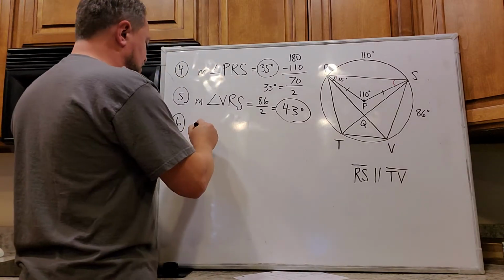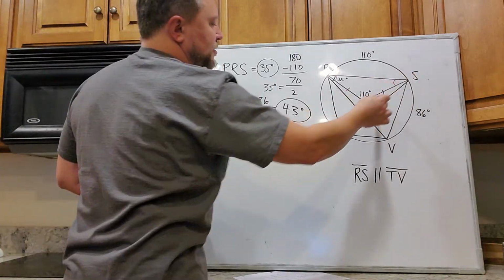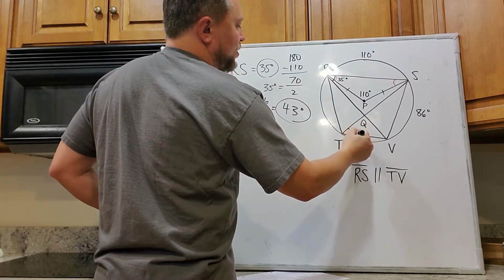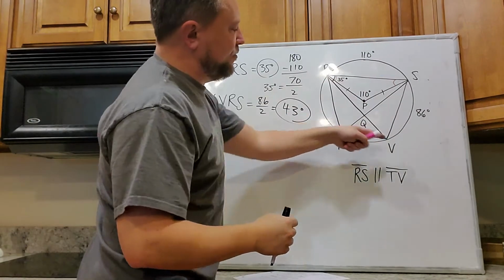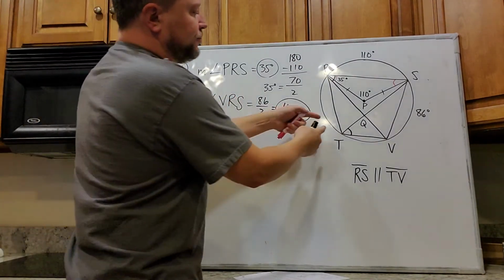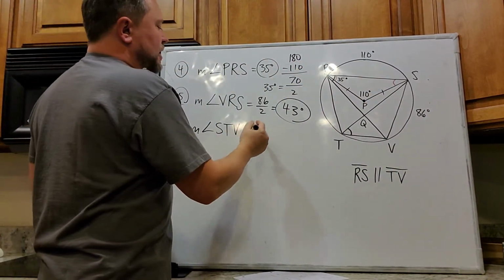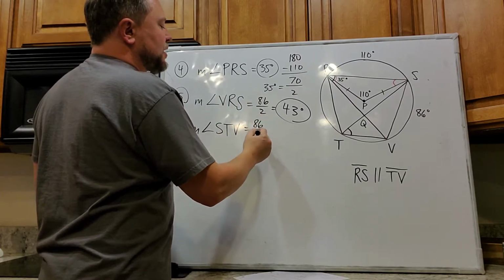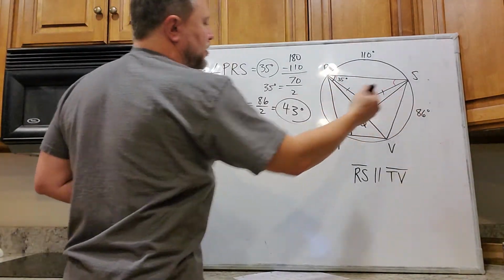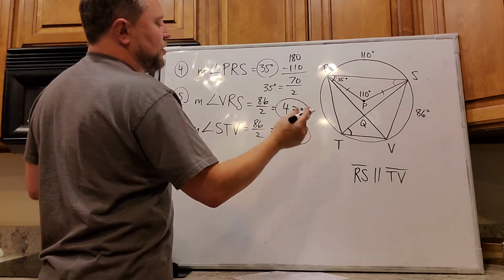Problem number 6 wants the measure of angle STV. STV. Again, if you follow them in that order, that's the angle we're looking at. This angle right there. STV. It's an inscribed angle. You can see it comes out and hits that same arc again. The 86 again. Okay, so again, we could just do half of the 86, or if you realize that both this angle and the previous angle both hit the same arc, then they have to be the same as each other. So you could just copy this answer again, 43.